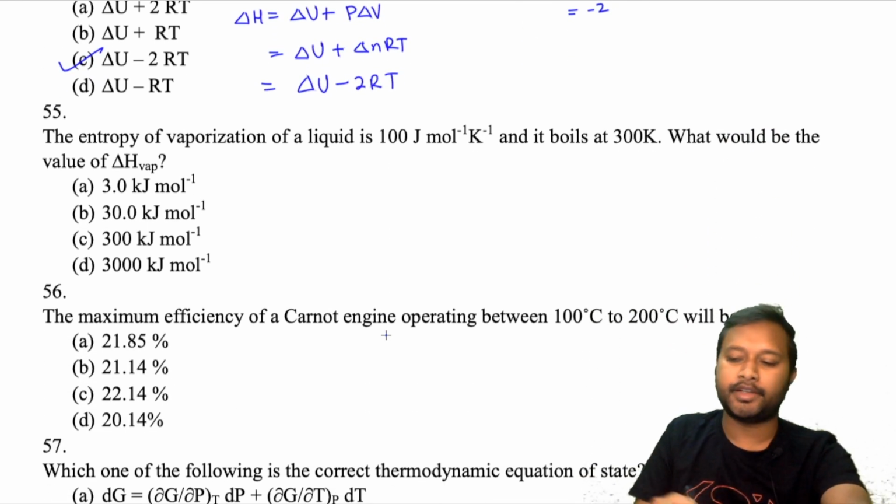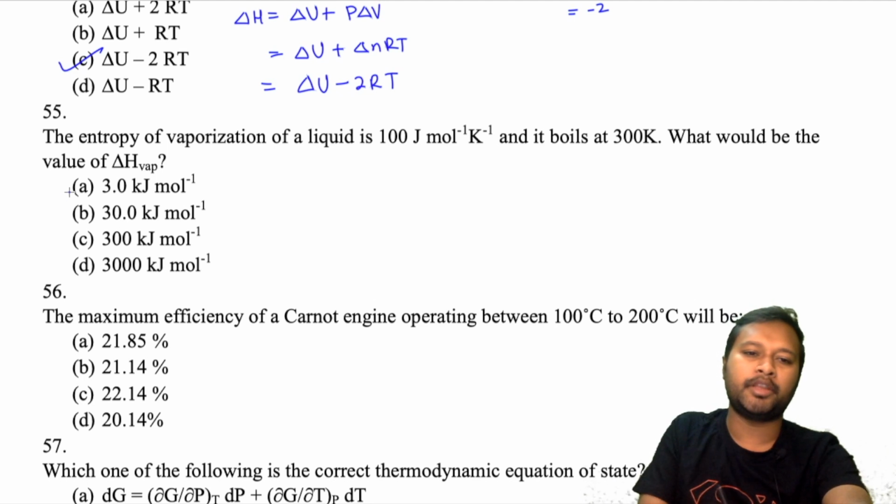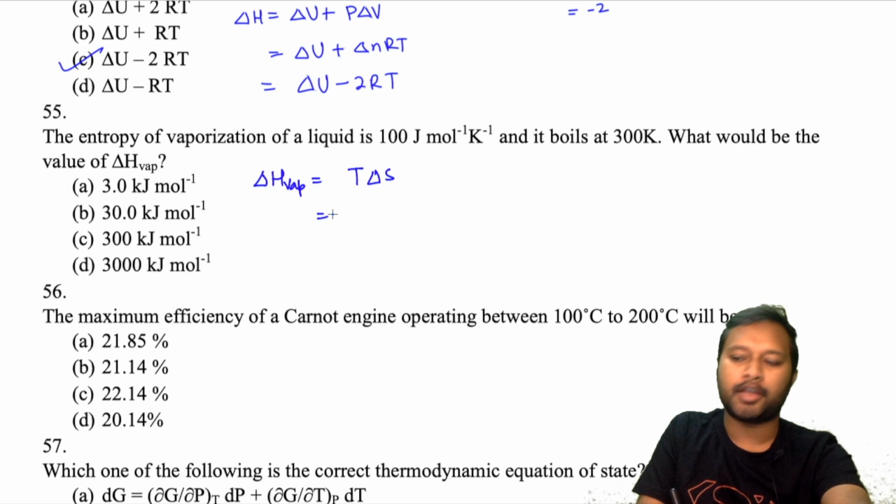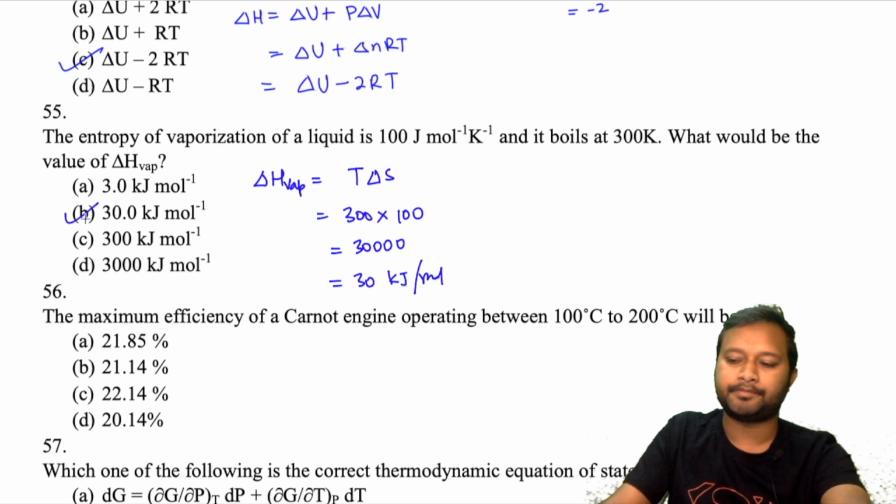Going for the next question, it says that the entropy of vaporization of a liquid is 100 joules per mole per Kelvin. It boils at 300 Kelvin. What would be the value of delta H vaporization? So delta H of vaporization will be equal to T delta S. Put the values over here: 300, and the change in entropy is 100 joules. You will get the answer as 30000, or you can say 30 kilojoules per mole. So the answer is option number B.